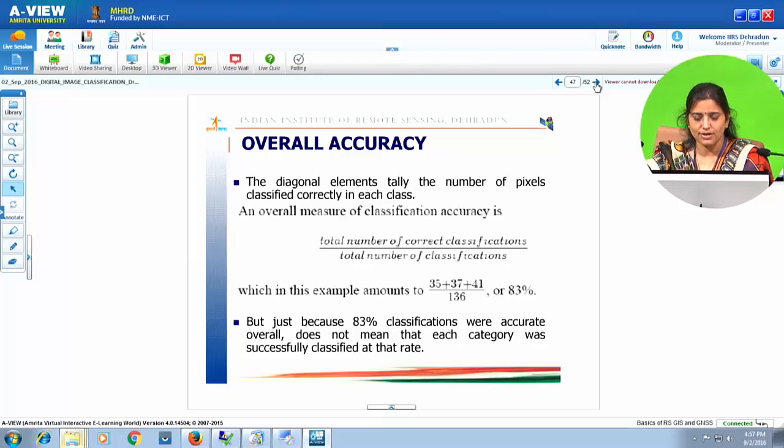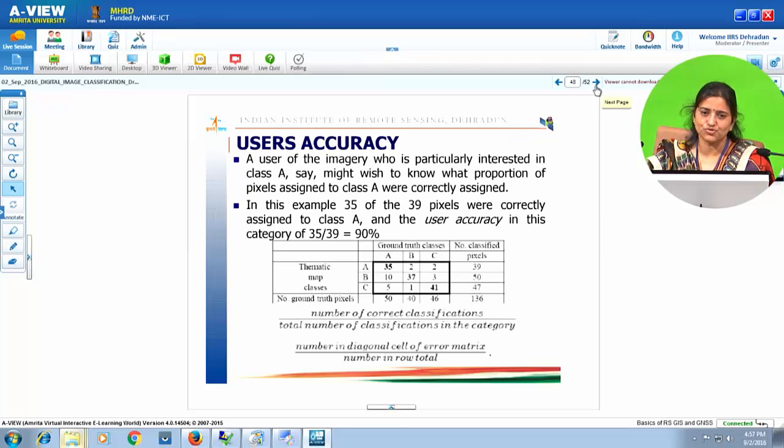But just because 83% of the classification was accurate overall, it does not mean that each category was successfully classified at that rate. So, we can calculate the accuracy of the individual classes also, from two points of view: one is the user's point of view and the other is the producer's point of view. The user's point of view means the user of the classified data.